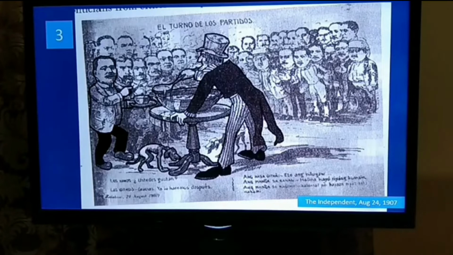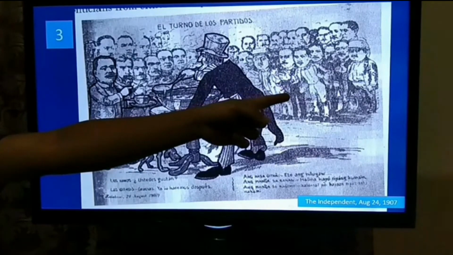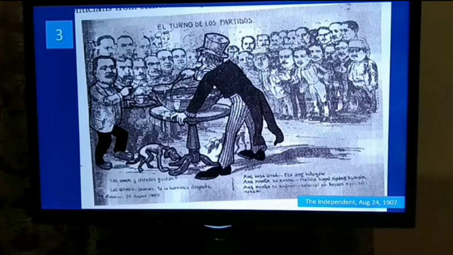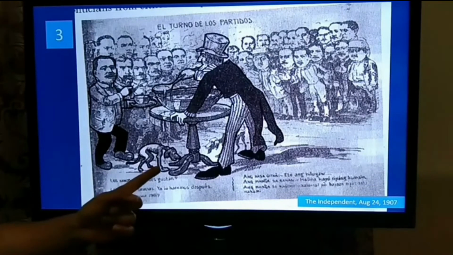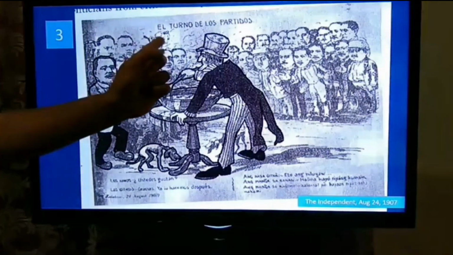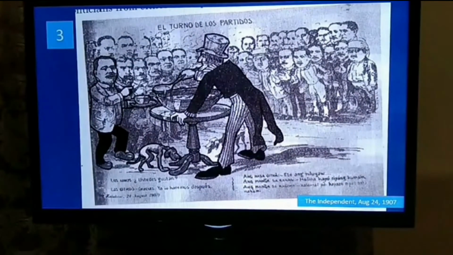Okay, and how about the group here? They're watching in awe, or maybe they're whispering to one another, "Sana all." And there's a dog underneath. So what could this mean? I told you it's about the elections because it says here, El turno de los partidos. And I know you can understand that. The turn of the parties, or political parties.